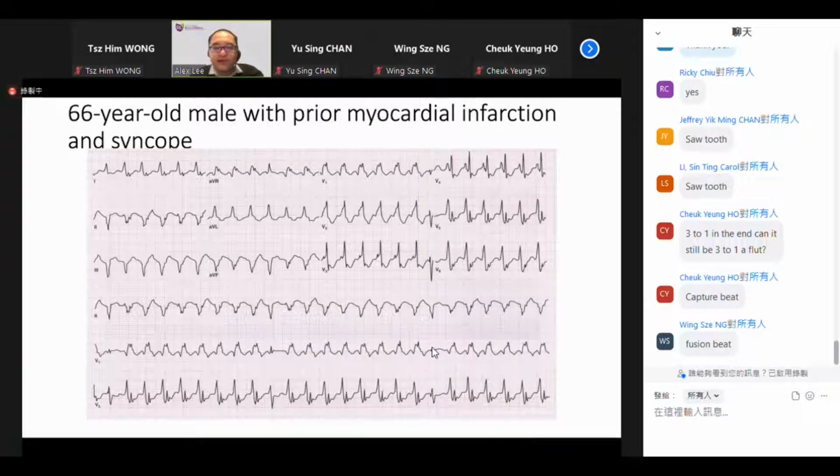So every now and then there may be one sinus beat that can actually pass through the AV node and then through the His-Purkinje system and depolarize the ventricle in a normal way, therefore giving you these sinus beats, or capture beats, in the middle of the VT. So that's called capture beats.